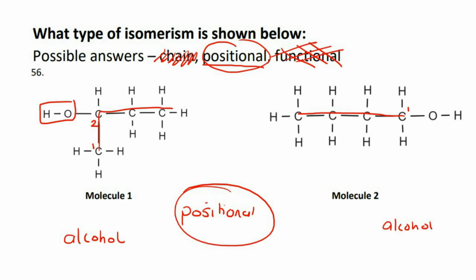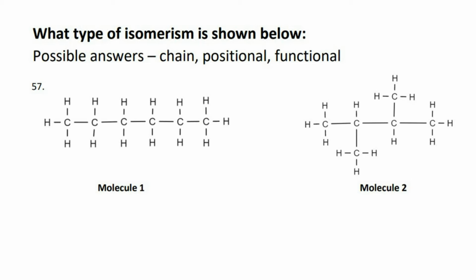That's the answer. We need to determine the type of isomerism that we can see. So first of all, let's talk about what isomers are.